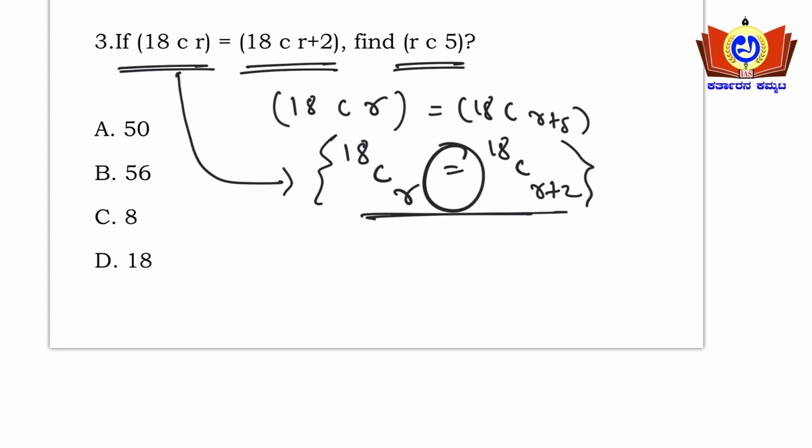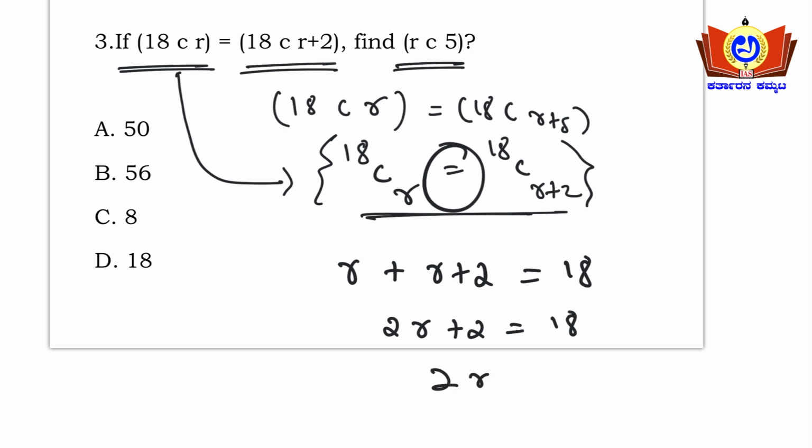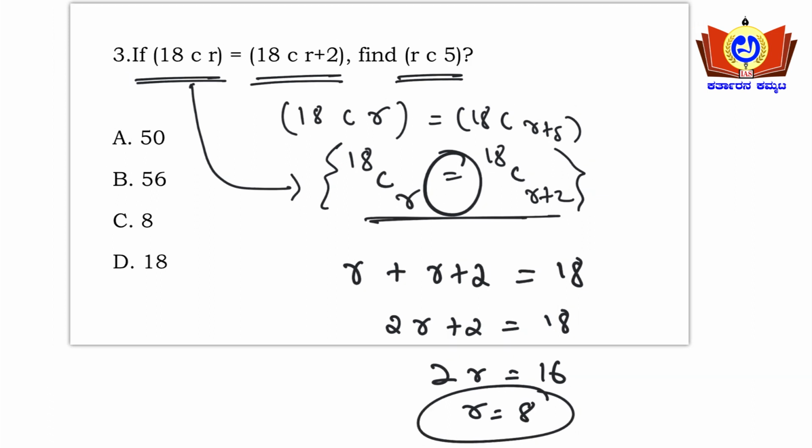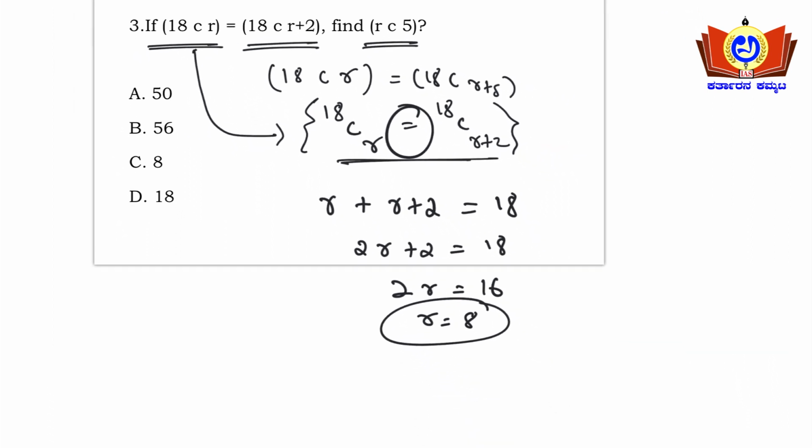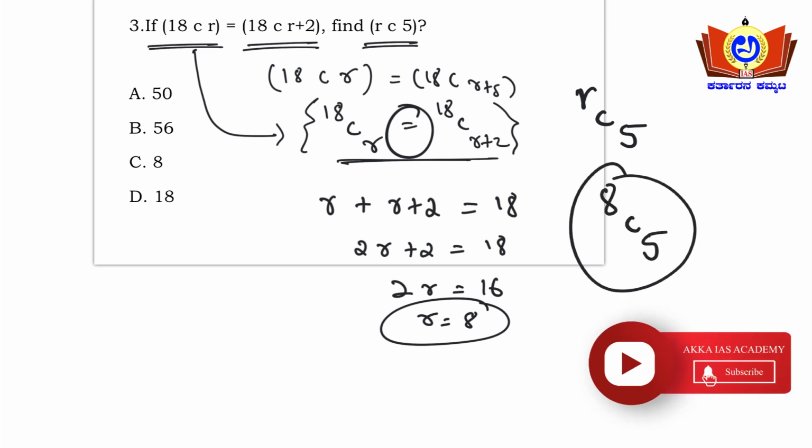See here, both combinations have been equated here. So it is nothing but R plus R plus 2 will be equals to n, which here is 18. So 2R plus 2 will be equals to 18, whereas 2R will be equals to 16, R is 8. We got R is 8 here. Simple, right? So what does the question ask to find? RC5. We got R, so 8C5. So 8 should be reduced 5 times here.